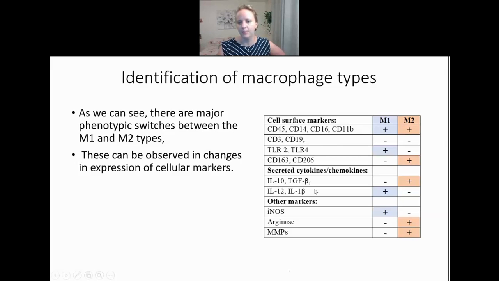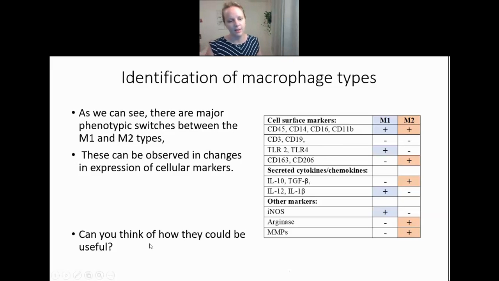In terms of secreted factors, actually I put this point on here when I thought it might be a live class to invite discussion of how these markers could be useful, but I guess I'm just giving you the answers. So the cell surface markers can be used for antibody-directed things such as flow cytometry and so on. The secreted factors could be measured by ELISA. So again, anti-inflammatory versus pro-inflammatory and recruitment of other immune cell types.